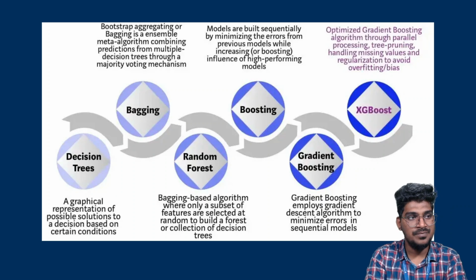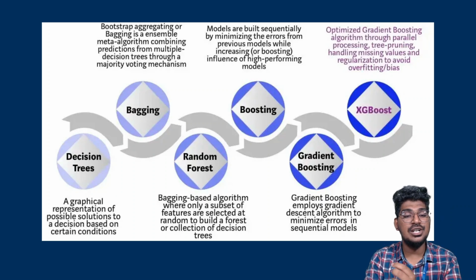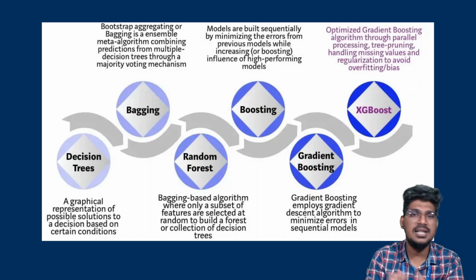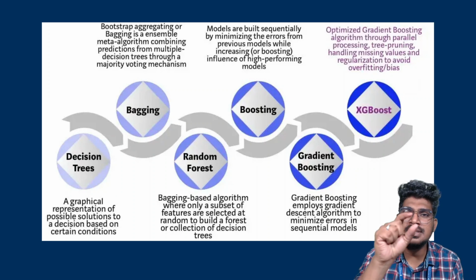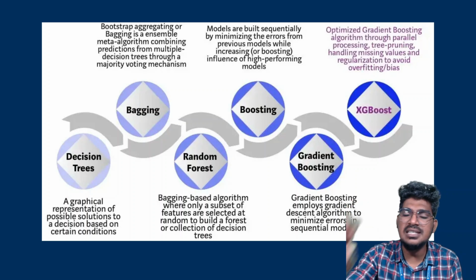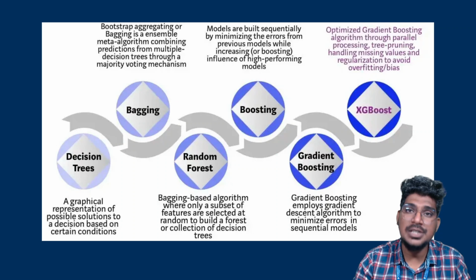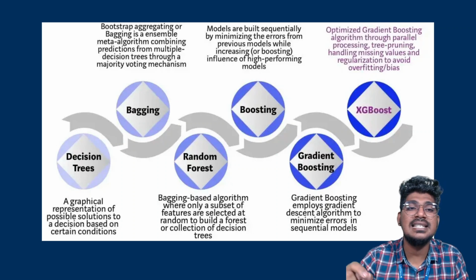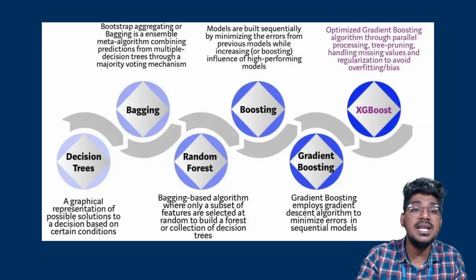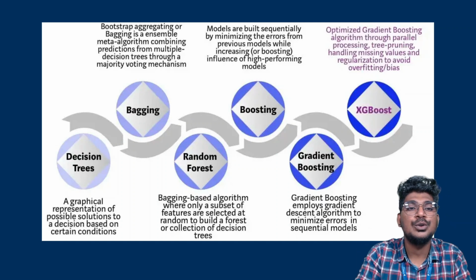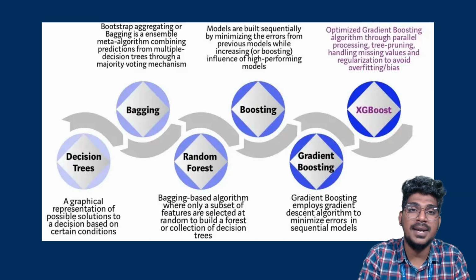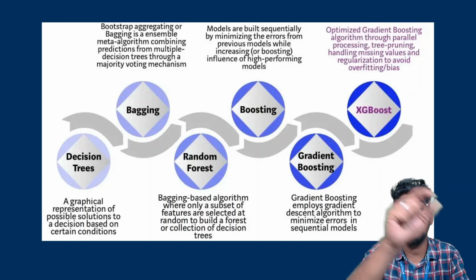Decision trees: a graphical representation of the possible solutions to a decision based on certain conditions. That means, based on the certain condition, each decision gives one particular result. So what is bagging? Bootstrap aggregation, or bagging, is an ensemble meta-algorithm combining the predictions from multiple decision trees through a majority voting mechanism. That is nothing but averaging.